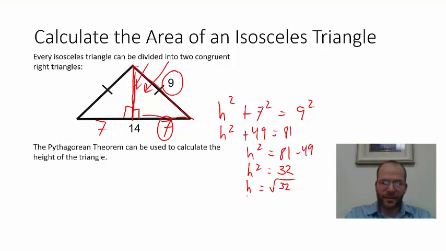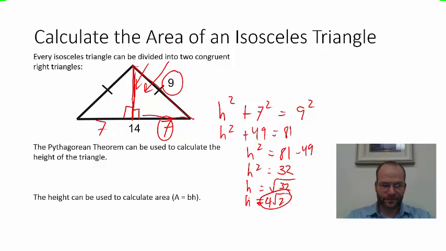So the square root of 32 ends up being, for our purposes, we'll just put this in simplest radical form. And so we know that there's a 16 in there. We need to factor that out. It becomes 4 square root of 2. And we'll just leave it in that form for now. So the height of this triangle here is 4 square root of 2.